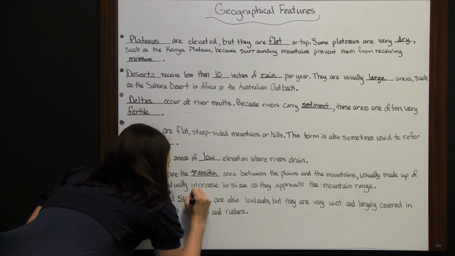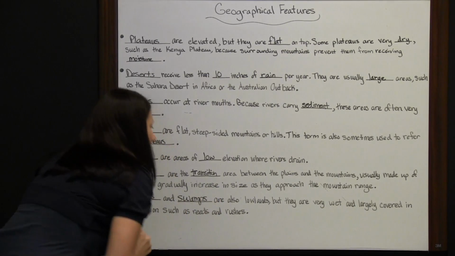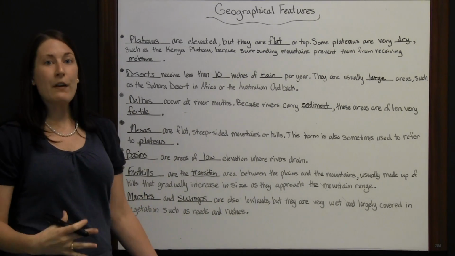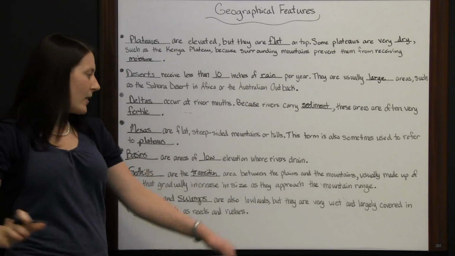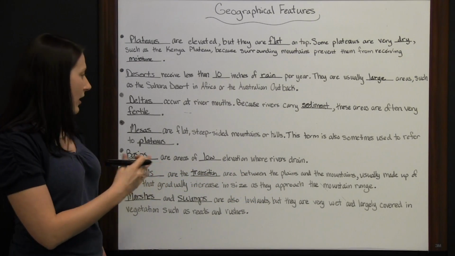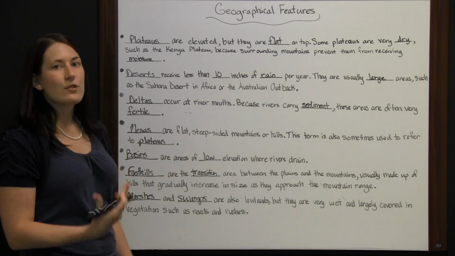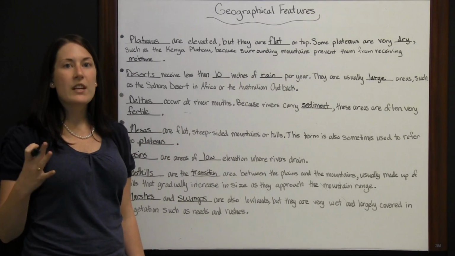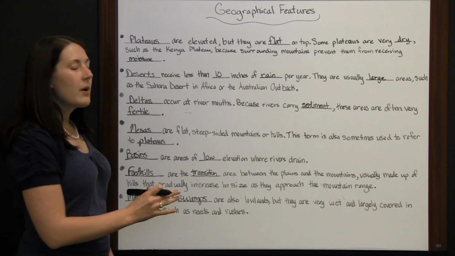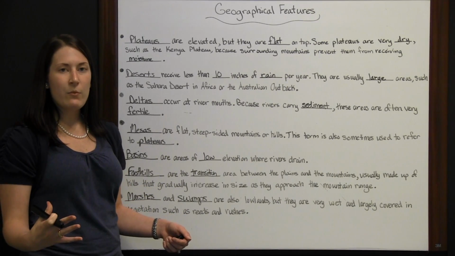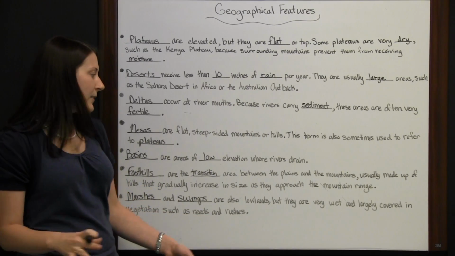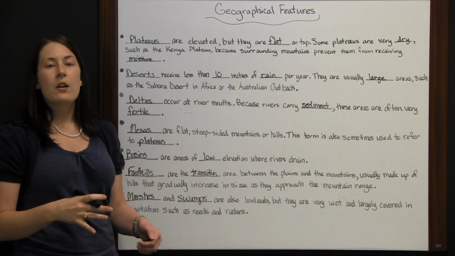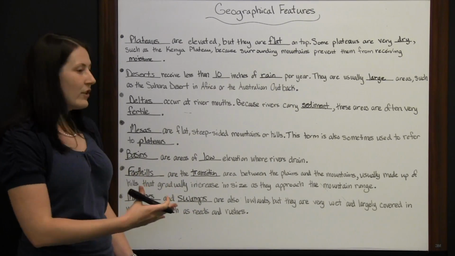and swamps. And these are also lowlands like your basin, but they are very wet and usually spread out, and they are largely covered in vegetation such as reeds and rushes. Where a river basin could still hold shrubbery and trees, marshes and swamps are going to be so saturated with water almost year-round that the only things that can grow there are water plants such as reeds and rushes.